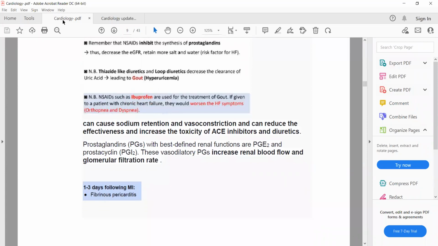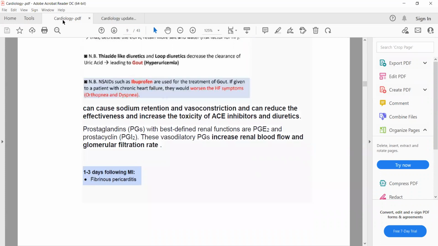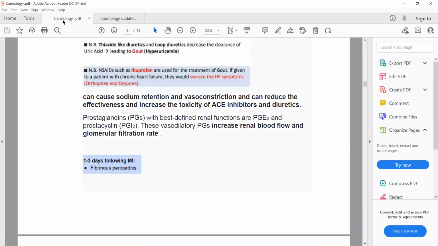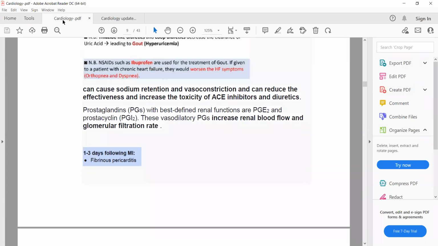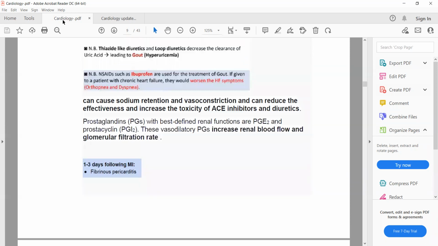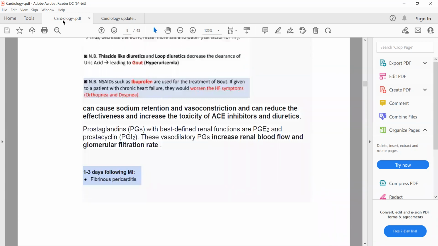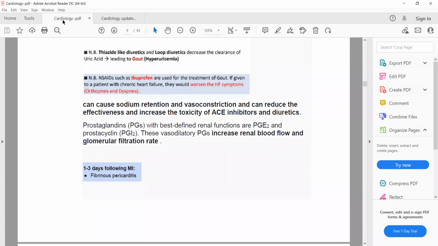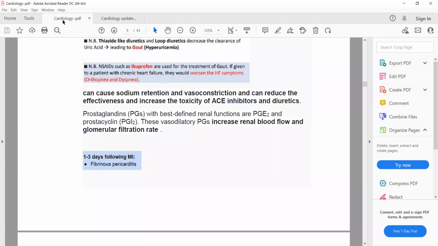NSAIDs can cause sodium retention and can lead to fluid overload, and they can also cause vasoconstriction because they decrease the synthesis of prostaglandins. So that's why NSAIDs are contraindicated in heart failure and ischemic heart disease and in chronic kidney disease as well, because they lead to a decrease in the GFR. These are the three diseases in which NSAIDs are contraindicated: ischemic heart disease, heart failure, and chronic kidney disease.